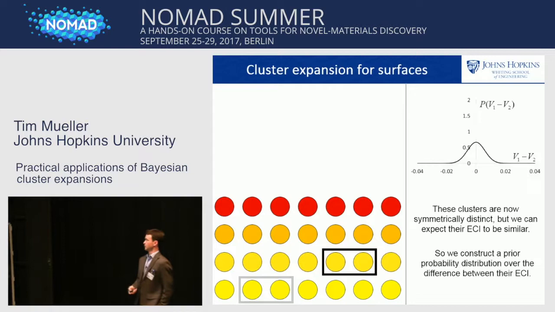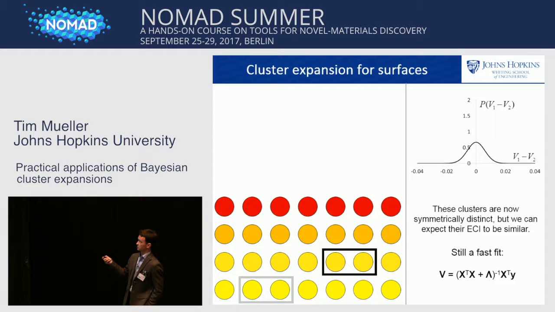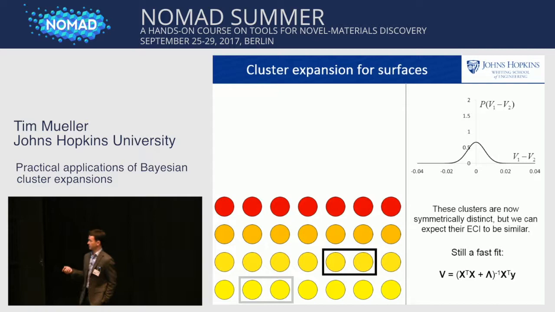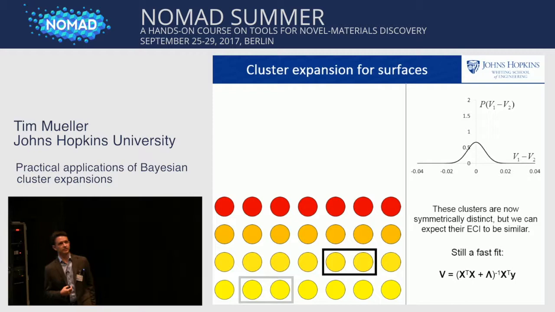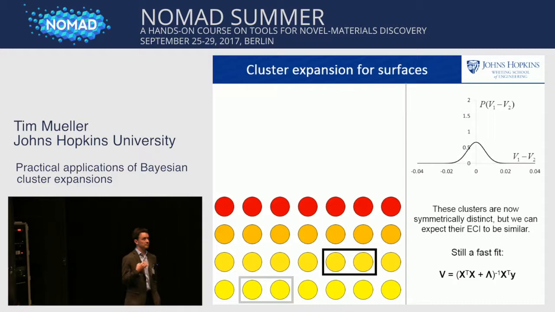And so we can write out here a prior probability distribution now over the difference between these two ECI. And if you work out the math doing this, as long as you use a Gaussian distribution here, you still get an equally fast fit. Now all we've done is basically filled in this lambda matrix here. It tells you what the shape of the prior is. We filled in the off-diagonal matrix elements there. So it's just as inexpensive as what we were doing before. And this also increases the speed and the efficiency with which you can generate a cluster expansion.